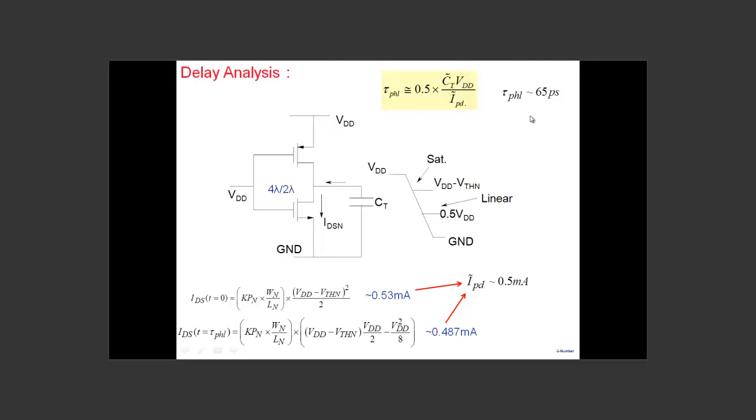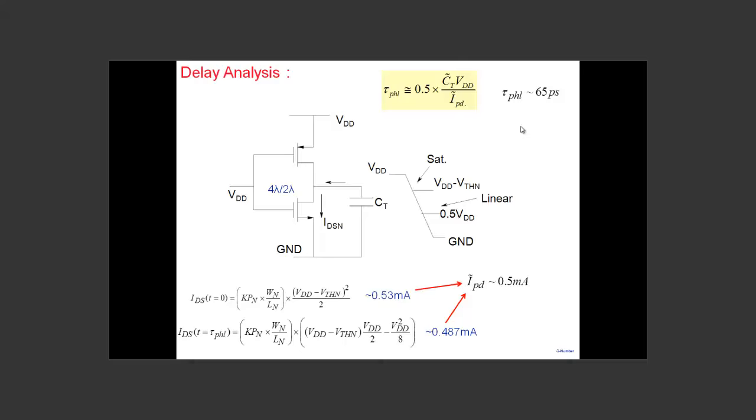And if I do a more accurate calculation, I'll show you some simulation results later on, where we don't assume this average capacitance and average current here, the answer comes out to be about 75 picosecond. So 65 is what we get, the accurate answer is about 75 picosecond. So we are not too off in terms of the numbers here.